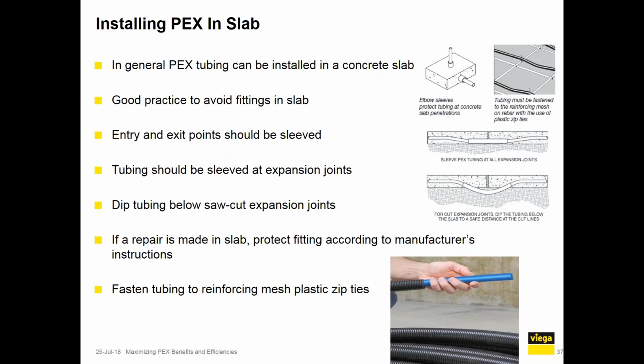For entry and exit points of the slab, those should be sleeved to prevent shearing. And the tubing should also be sleeved at expansion joints. You see that third graphic down from the top. Another option, you see the bottom photo, is to use corrugated sleeving for PEX as well. Viega offers a corrugated sleeve for PEX tubing. It's already pre-sleeved, ready to go.